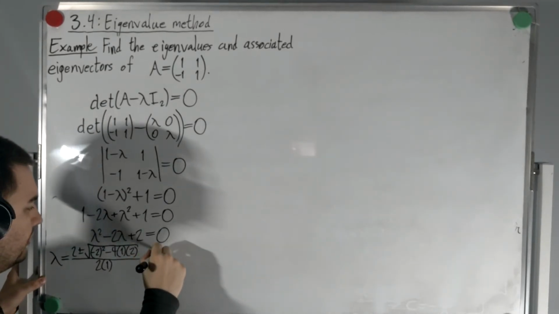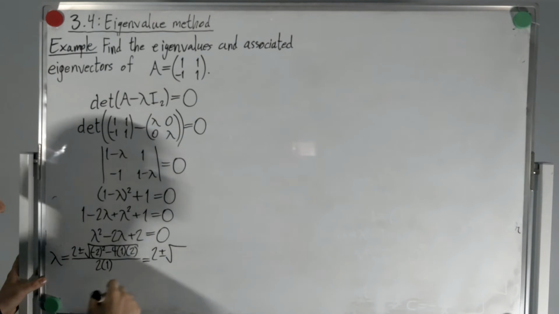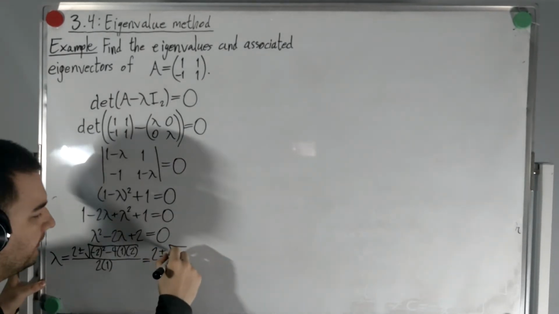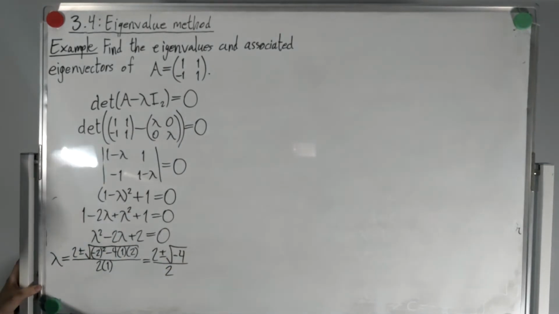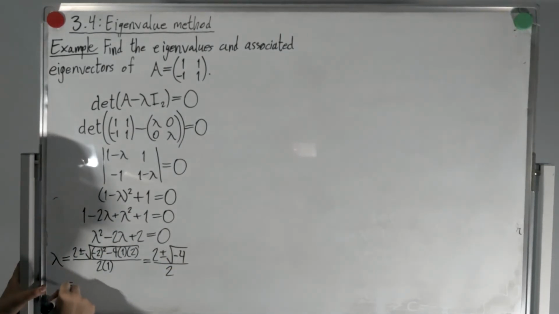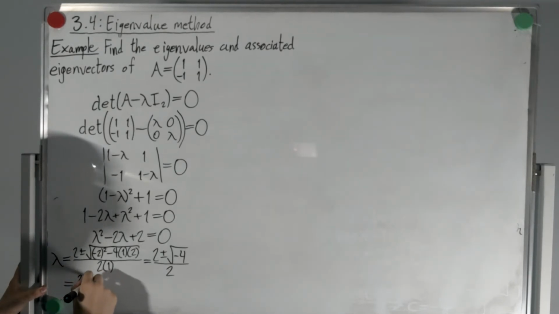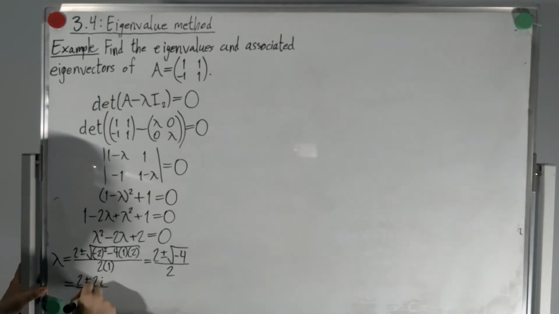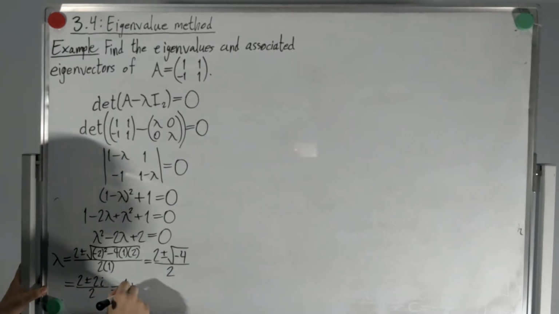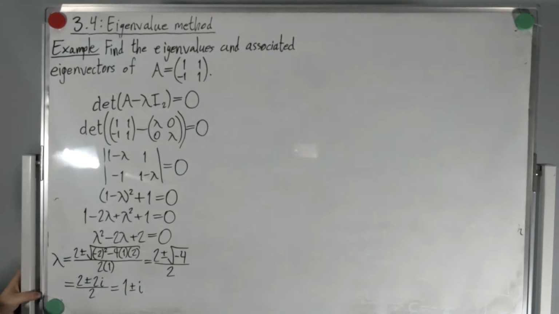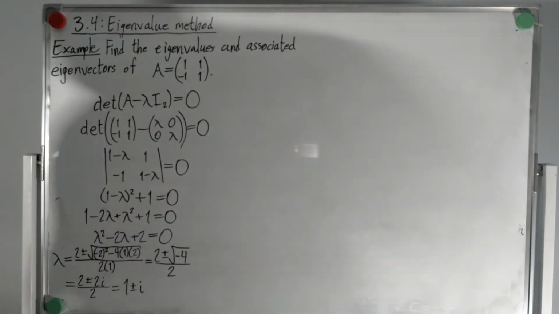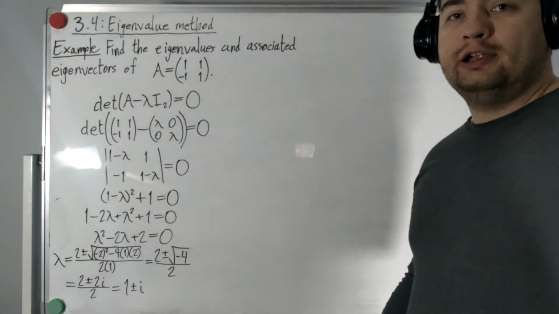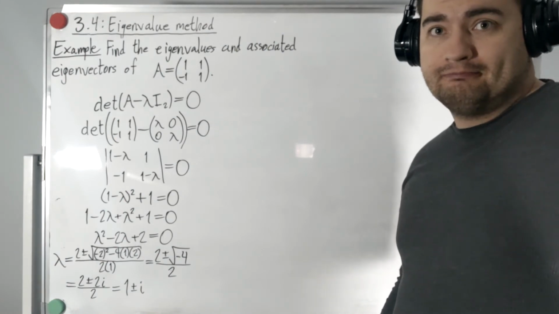This turns into 2 plus or minus the square root of 4 minus 8, which is negative 4. Then divide this by 2. This turns into 2 plus or minus 2i divided by 2, which is 1 plus or minus i. Okay. So we have two different eigenvalues. One of them is 1 plus i, the other one is 1 minus i.